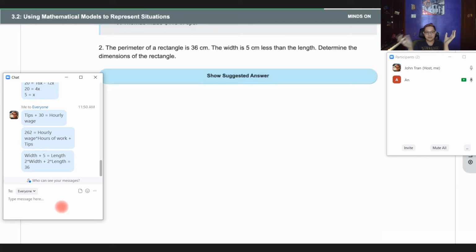Okay, so basically you just have to substitute something for something, solve for one side, and then substitute it back to find the other one. You know what I mean? Yeah, I think I can. Okay, please do it.